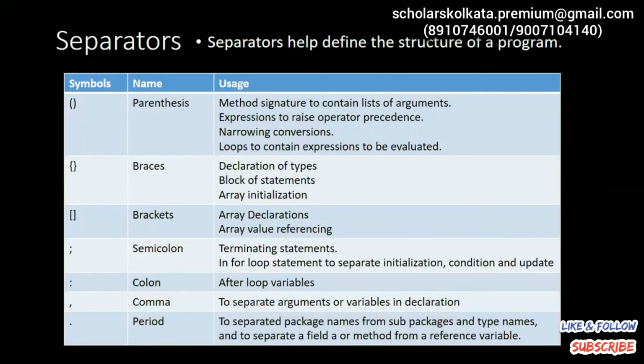And then the colon. A colon is used for loop variables. And the comma is used to separate arguments when we declare variables in a data type. And the period, or full stop, or dot, is used to access the important functions inside a package or a method.